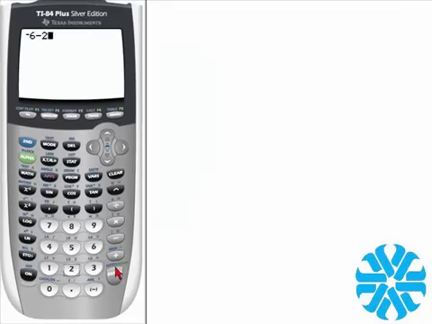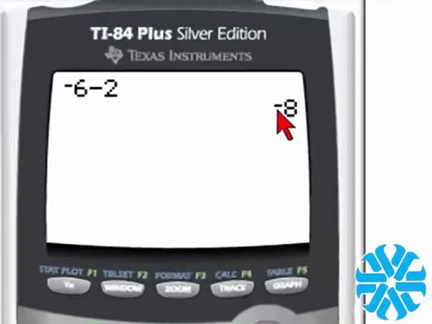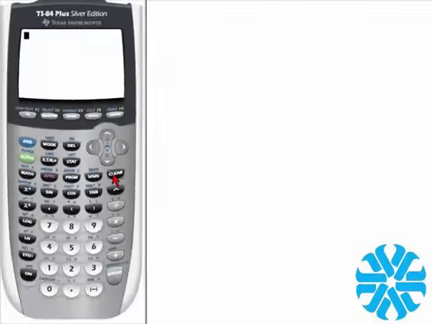So this should give us a negative 8 when we hit enter. Okay, and again here the negative value is a small symbol compared to the subtraction symbol. Okay? So let's clear the screen and let's do another computation. Let's take negative 2 times negative 4. And that should give us a positive 8, and it does.